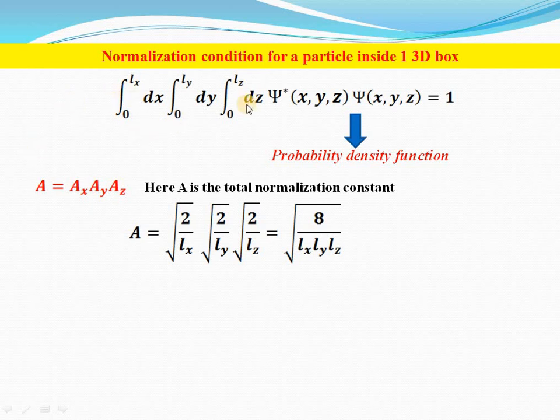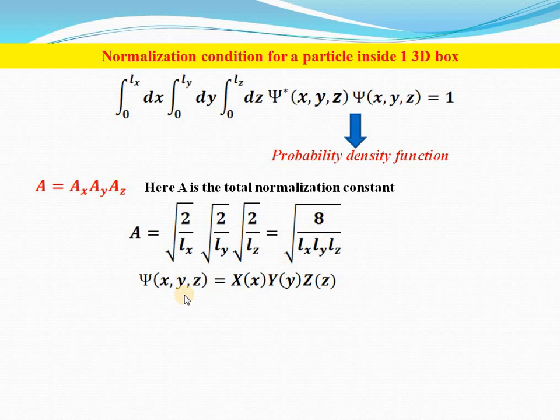Now by using this normalization condition, we will get the total normalization constant, and the total normalization constant will be the product of the normalization constants along each direction, that is Ax, Ay and Az. And we know that the normalization constant along the x direction is root 2 by Lx, similarly in the y direction root 2 by Ly, and in the z direction root 2 by Lz. So the total normalization constant will be the product of these three separate normalization constants, that is equal to root 8 by Lx Ly Lz.